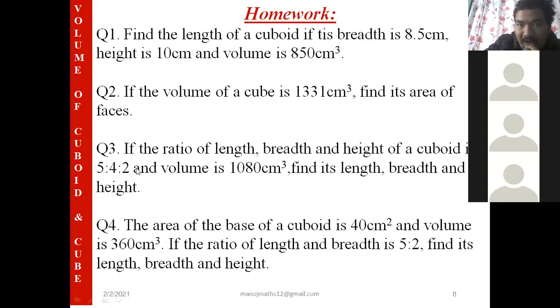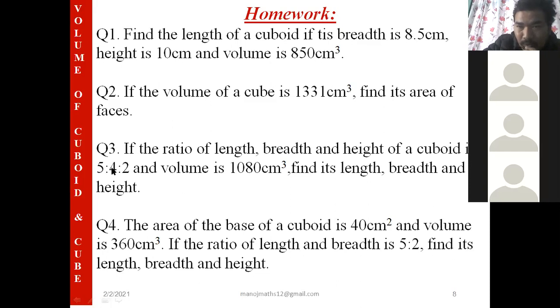Yes, sir. Now I am going to explain question number 3. Please everybody listen to me and look at question number 3. Here we have to suppose length is 5x, breadth is 4x, height is 2x. Then volume is given as 1080 centimeter cube. Then use the formula of volume: 1080 equals 5x into 4x into 2x.